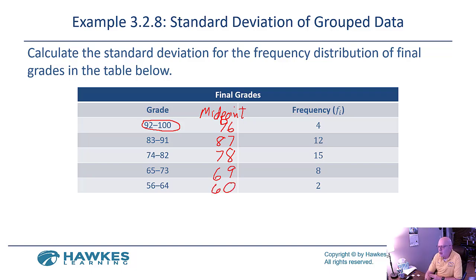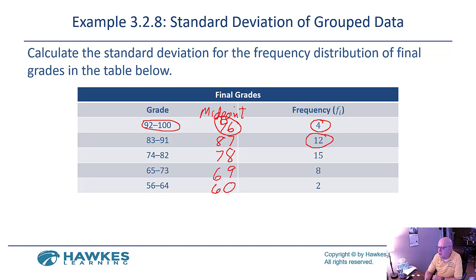So what are we doing? We don't have the actual grades, we only have the frequency distribution. Since we've got 4 grades, they're somewhere between 92 and 100 and we don't know where they are, we're going to assume that all 4 of those grades are 96s, right in the middle. And we're going to assume that all 12 of these grades are 87s. It's our best guess.